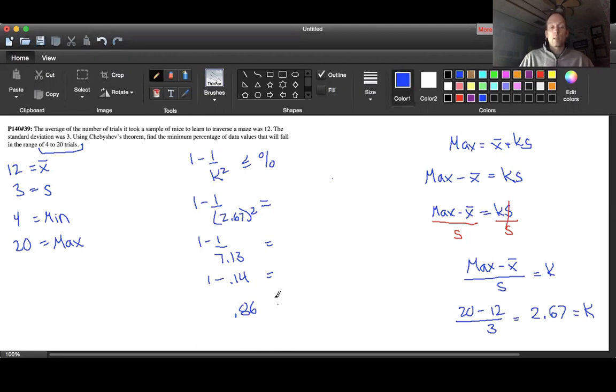Okay, let's box this up here. And I can say that what I know now, I'm going to take that 0.86 and interpret it as a percentage, and I'm going to say at least 86% of the time, the mouse is going to be able to make it through the maze between 4 and 20 trials. So in other words, at least 86% of the time, that mouse will need between 4 and 20 trials to make it through the maze.